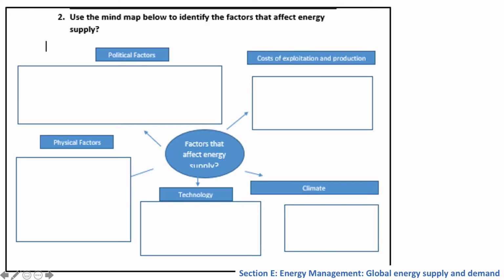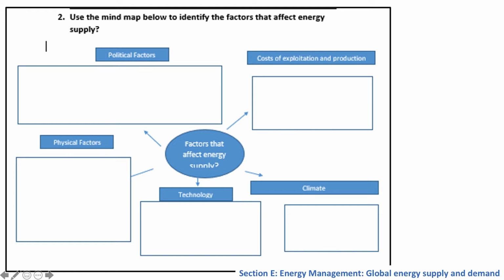It will take a moment for you to draw a diagram like this if you haven't got the revision book. And it says there to use the mind map below to identify the factors that affect energy supply. If you need to, pause the tape now and just draw down a mind map similar to this one. If you've got the booklet, then you can take a moment to collate your ideas and jot down some notes into each of the boxes. So pause the video now.